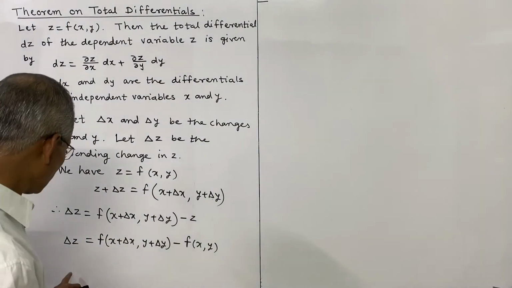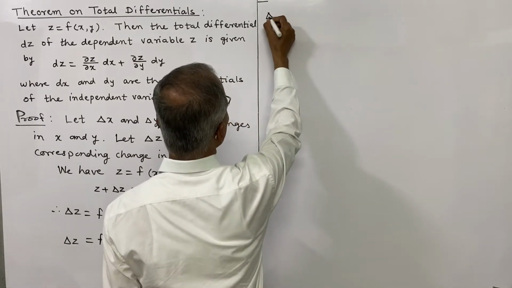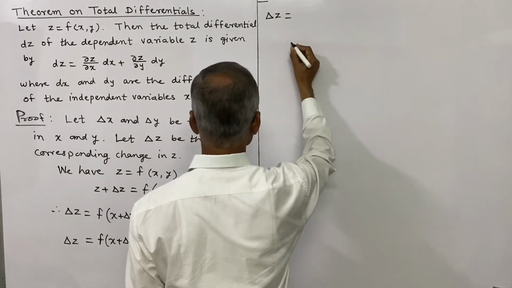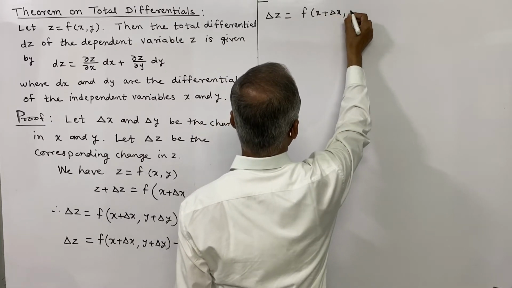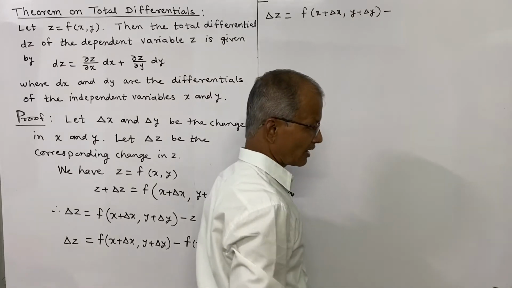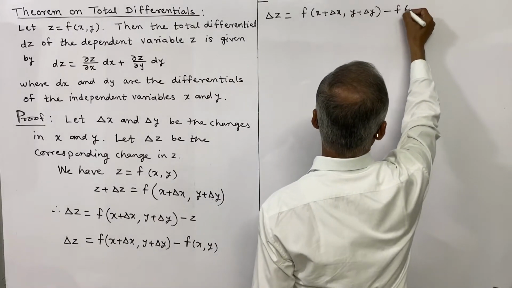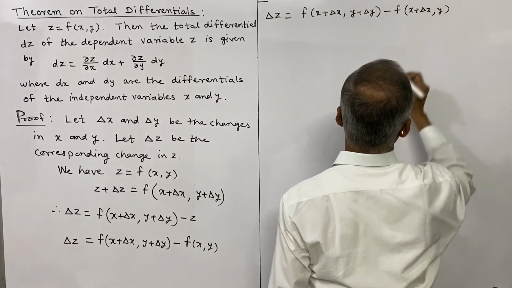Now we will express this delta z further as equal to f of x plus delta x, y plus delta y, minus, I shall write f of x plus delta x comma y.